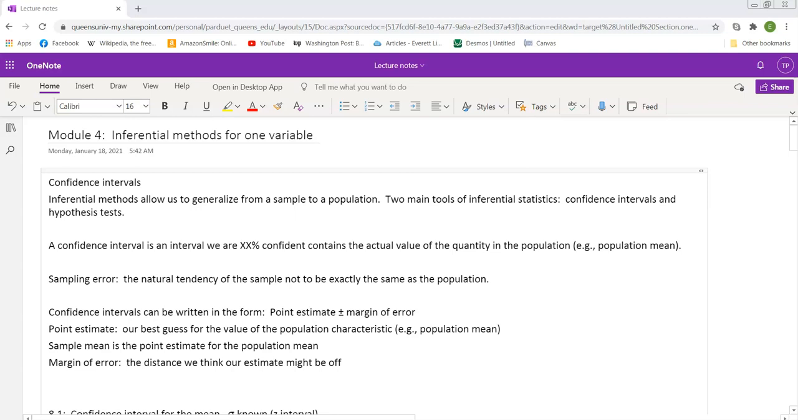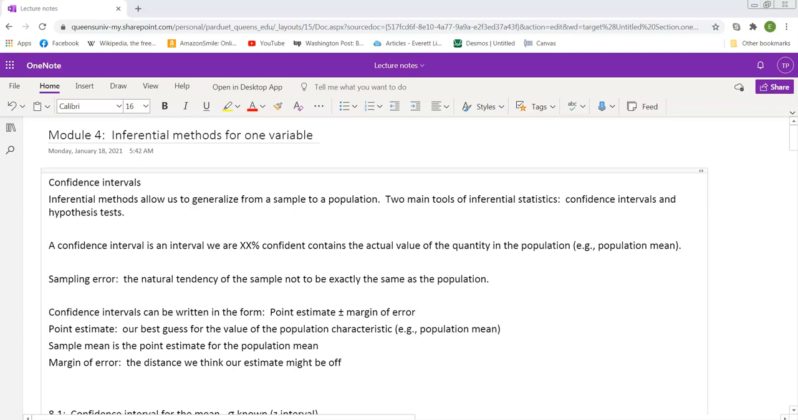In the second half of the course, we're going to be looking at inferential methods. And in statistics, statistical inference is a huge part of what we do. This is how we generalize or make inferences from the sample to the population. So for example, if we know the sample mean and we want to know something about the population mean, that's a statistical inference, and we need these tools to do that.